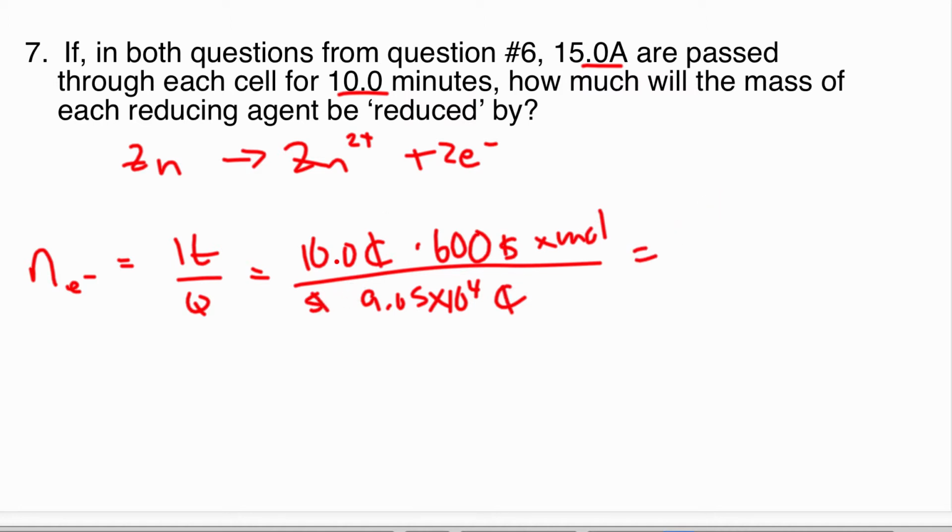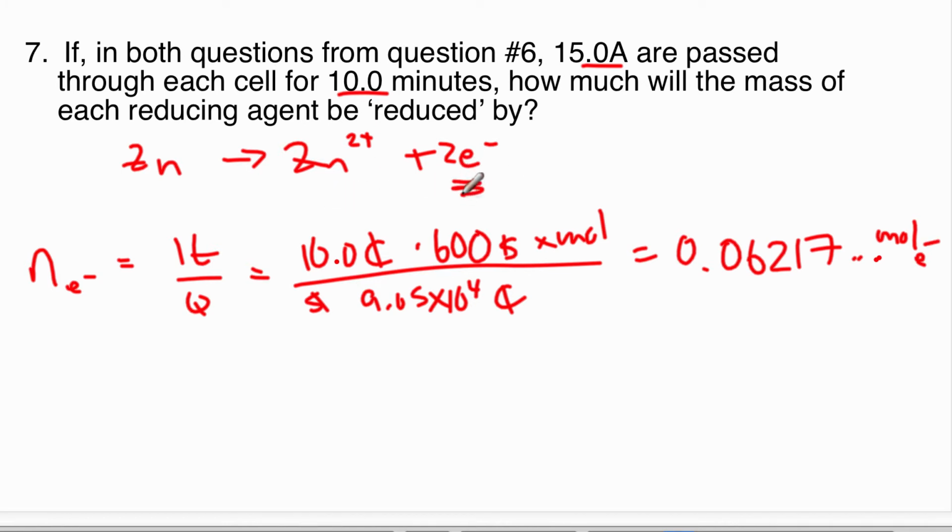All right, pull out the calculator. So 600 times 10 be 6,000 divided by 9.65 times 10 to the fourth equals, okay, so I get 0.06217, etc. moles of electrons. So that's moles of these guys.